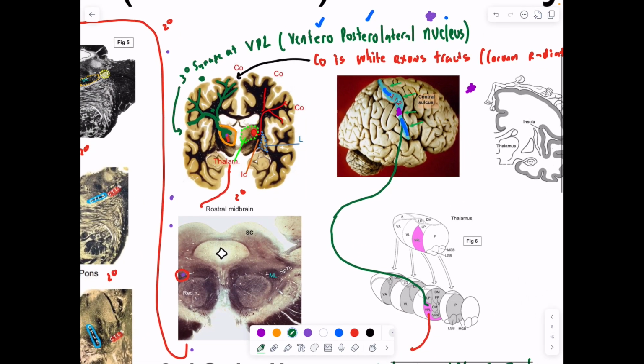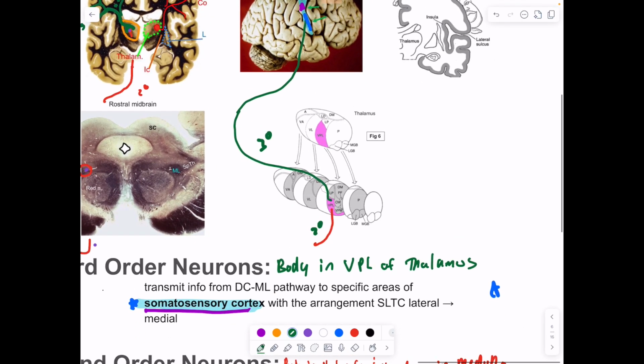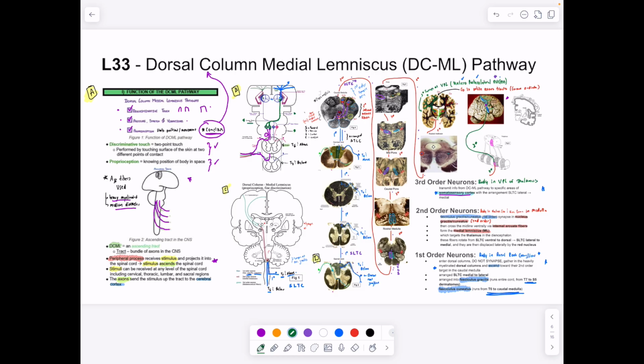All right, but this region right here is the corona radiata. They're just white axon tracks. All right, and then this image right here is a zoom in of the thalamus. So this is our second order guy coming in. This is our third order. And you can see VPL. We're also going to be concerned with VPM today, but not for this particular tract. All right, so that's DCML. Not too bad. Again, discriminatory touch, pressure, stretch, vibrations, conscious proprioception. All right, we got this DCML.